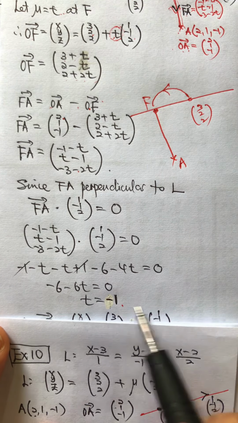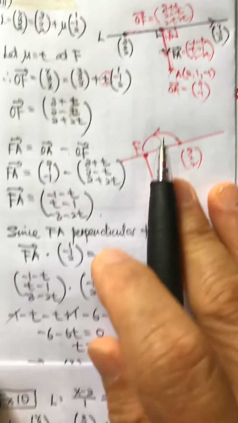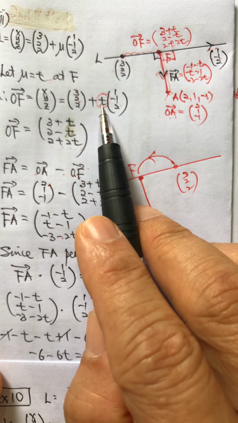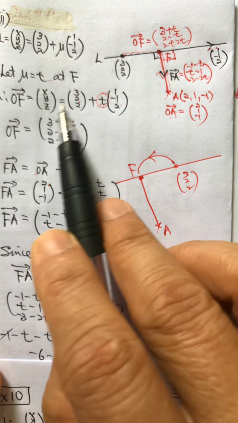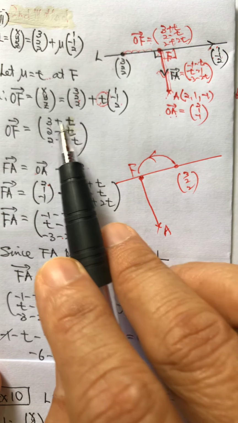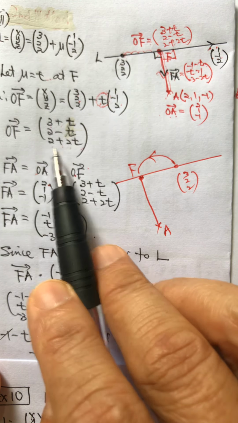So since t is negative 1, I substitute back here, then I can get OF. Or I substitute here, say t is negative 1, so I get 2, 3, negative 1, this one will be 0.